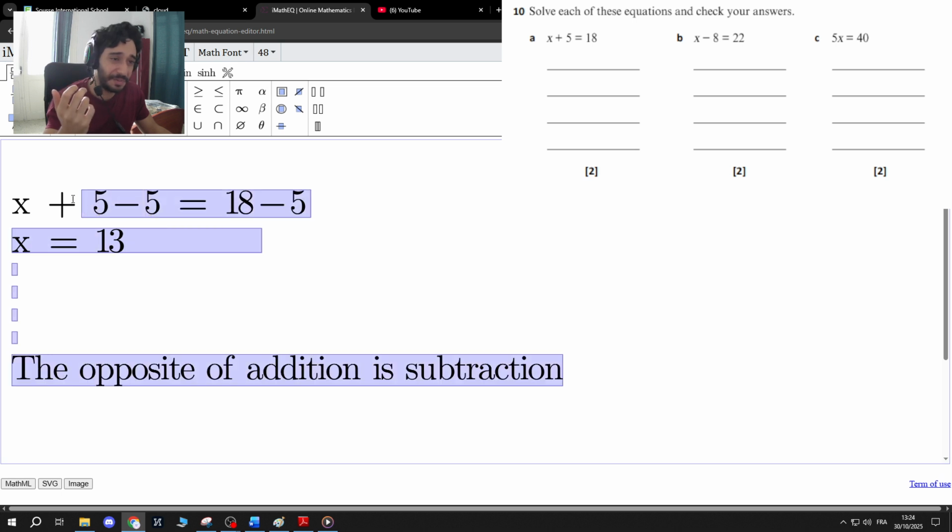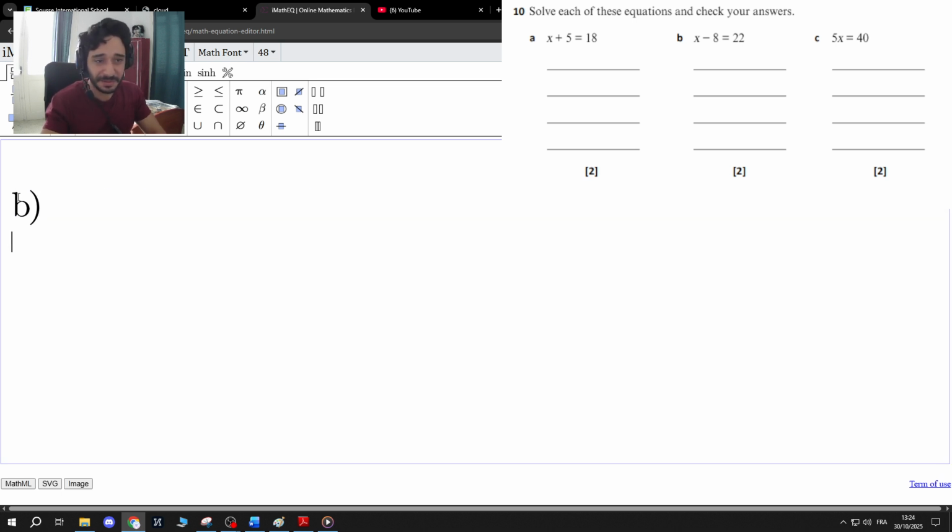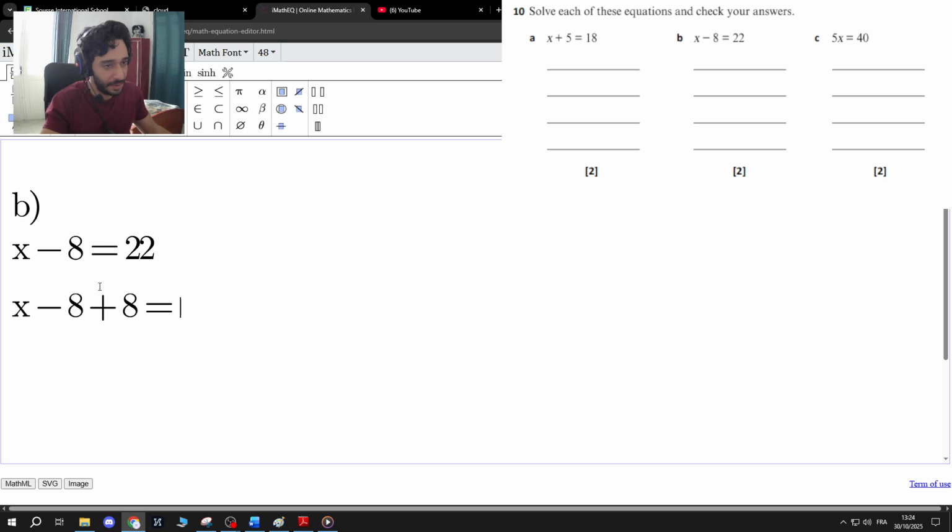Let's do the same thing for B now. So for B, x minus 8 equals 22. What's bothering me next to the x? It is a subtraction of 8. So how can I cancel this subtraction of 8? By adding an 8. So x minus 8 plus 8. You have to remember, whatever I add on this side, which is plus 8, I'll have to add on this side as well. So 22 plus 8.